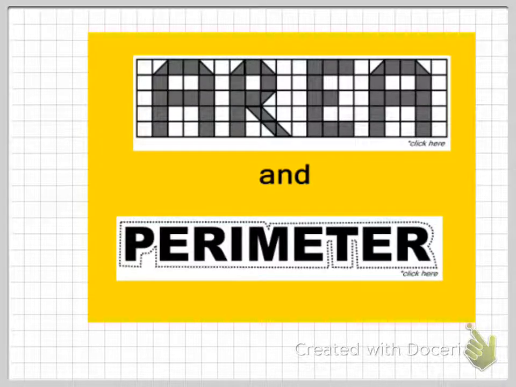And on perimeter, they have shown you where they've traced the outside of the word perimeter, which shows you that when you go to find the perimeter, you will be measuring the outside of a shape. Keep that in mind throughout the lesson.